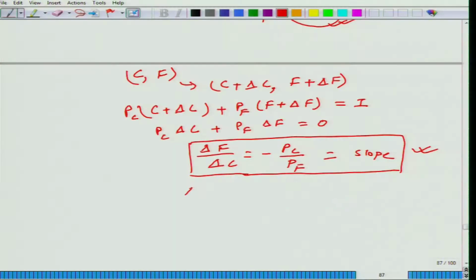Let us look at it. What you can do, delta F is equal to minus P C by P F multiplied by delta C, and put delta C equal to 1. Change in coconut is 1. What do you get? Delta F is equal to minus P C by P F. Then can you say what is minus P C by P F?